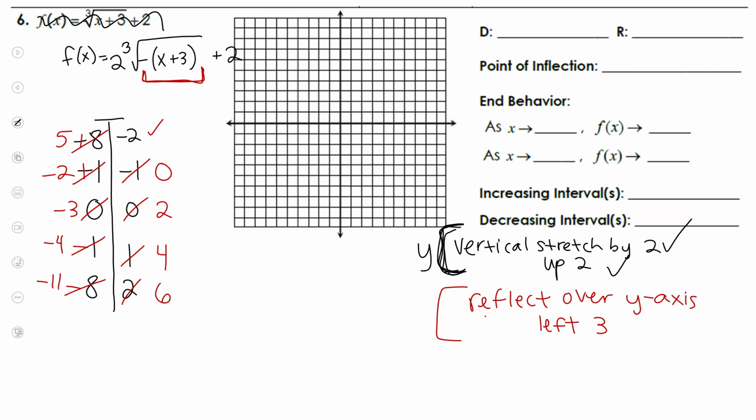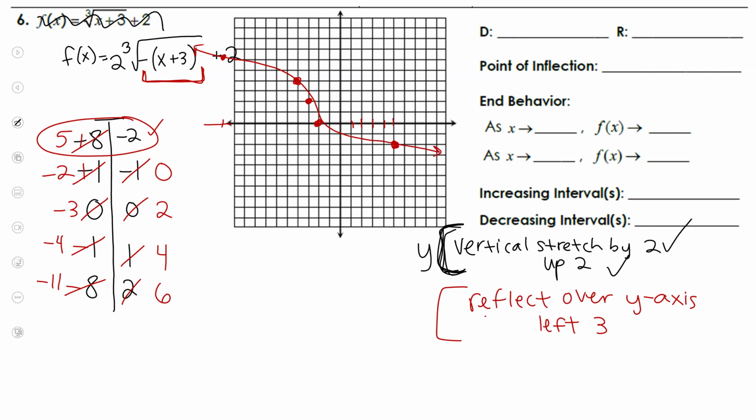Okay, now we graph it. 5, -2. 1, 2, 3, 4, 5, -2. -2, 0. -3, 2. -4, 4. -11, 6. This is -11 right here, and then 6 there. Okay, so my graph looks like this.